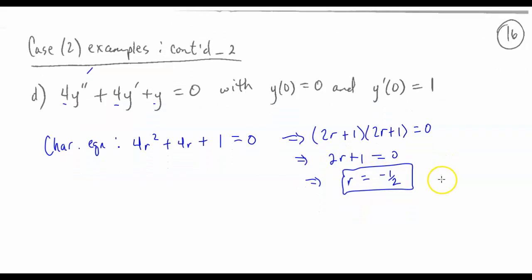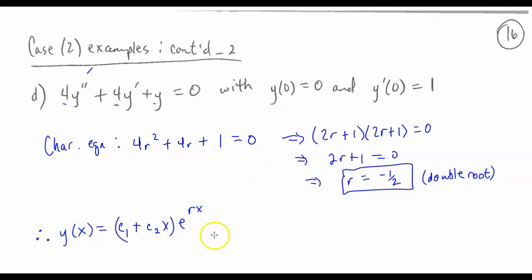So we see, because we have the double root here, I know I haven't been writing this out before for the case 2s, but because we have the double root, this is what lets us know that our general solution for this differential equation is going to look like this. And of course, all we have to do really is just plug in r is equal to negative 1/2. So this just ends up being C1 plus C2x times e raised to the negative 1/2 x. Okay.